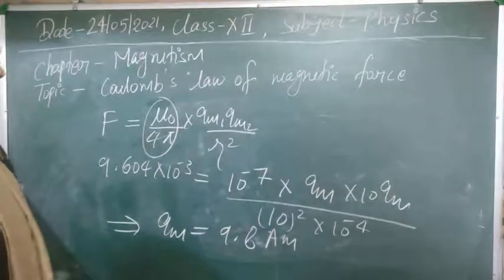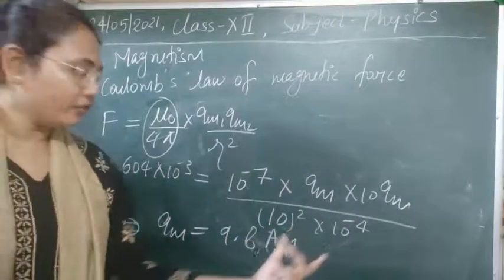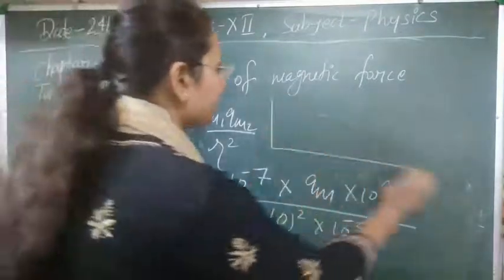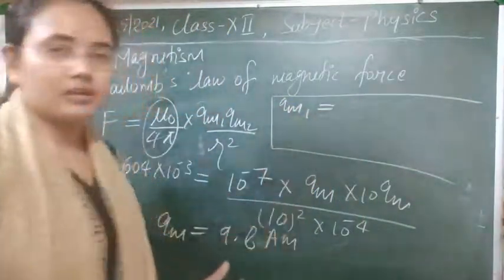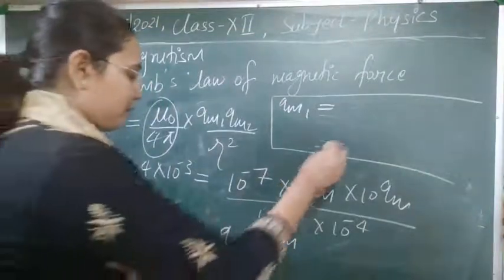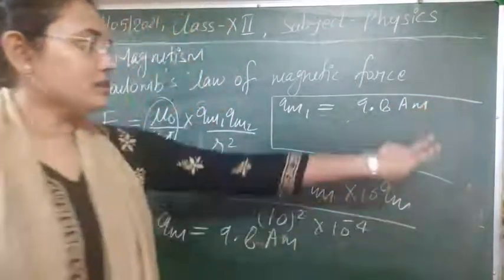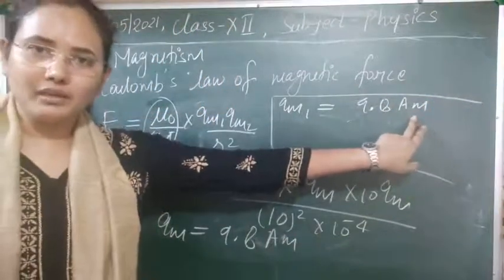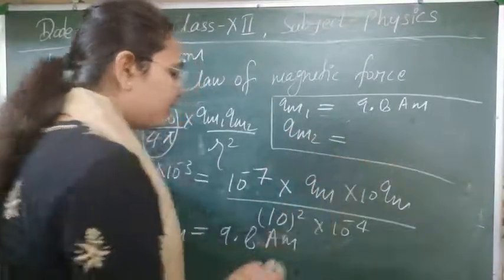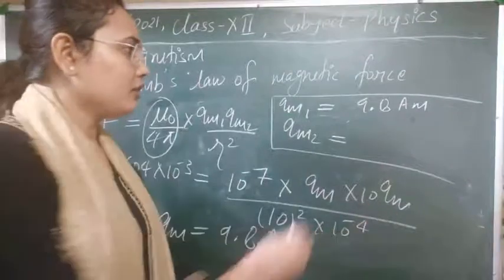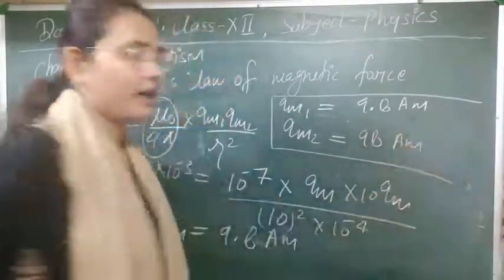Next thing, here if you see the second one, as we have calculated Qm, then we can find out the pole strength. So first pole strength Qm1 was equal to Qm, and that is equal to this one. This is the unit for the pole strength, ampere meter. And the second one is equal to 10 times this Qm. If you multiply 10 in this one, you obtain 98 ampere meter.